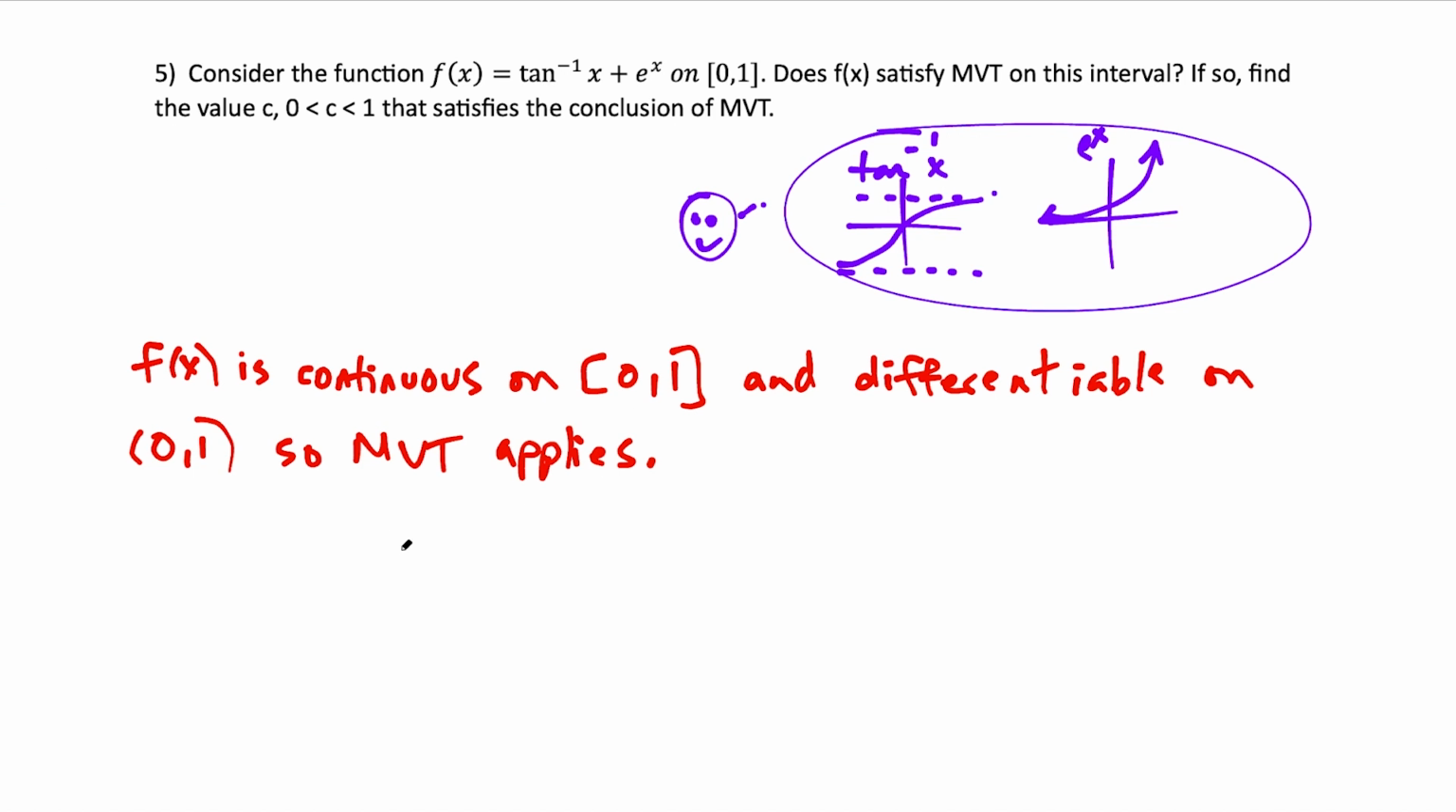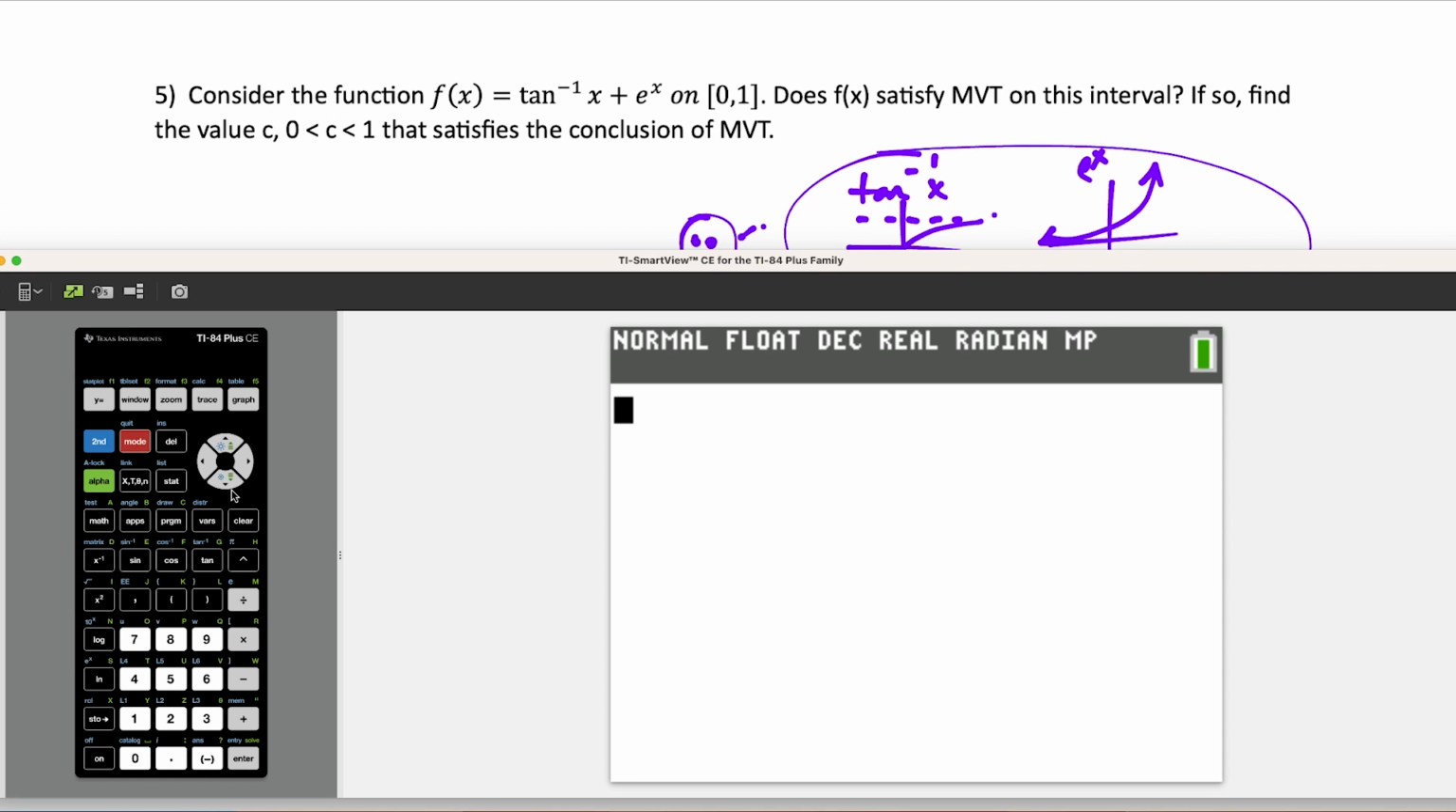So now let's think about what we need to find our value c here. We need to find a value c such that f prime of c is equal to the average rate of change from 0 to 1. So that's going to be f of 1 minus f of 0 over 1 minus 0. So we'll use the calculator to find our value of c here.